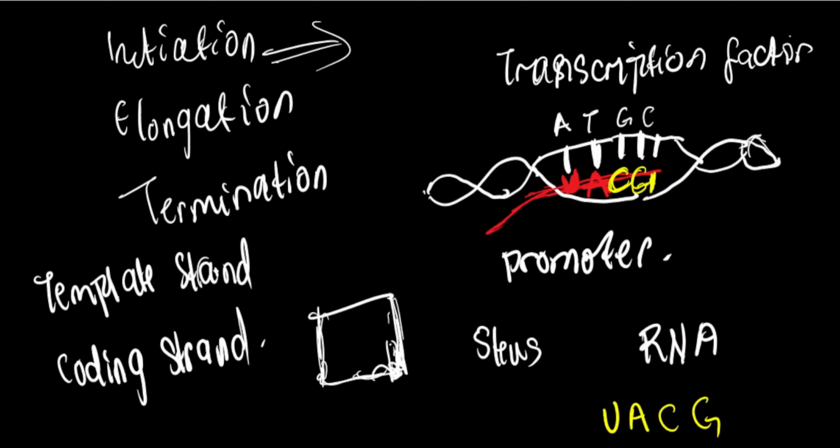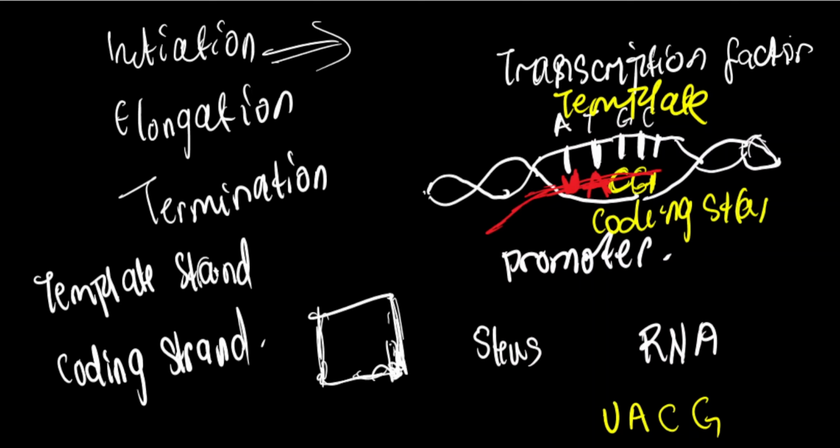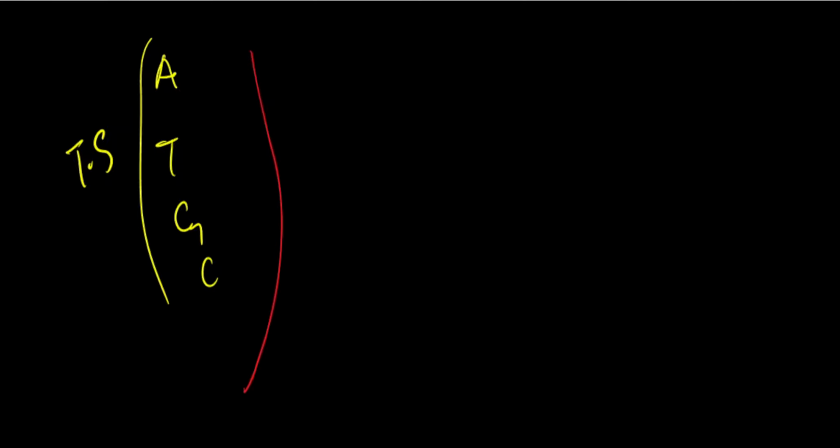forming the RNA molecule. But take note of the fact that although this is the template strand, we also have the coding strand. The coding strand is the strand that is not transcribed. Okay, now let's take note of the nucleotide bases that are attached to the coding strand. On the template strand, TS, we had attached ATGC, okay? And then forming our RNA, we had our RNA molecule this way, UACG. Now, the coding strand is the strand that is not transcribed, okay?